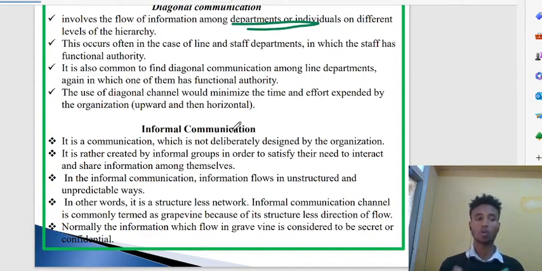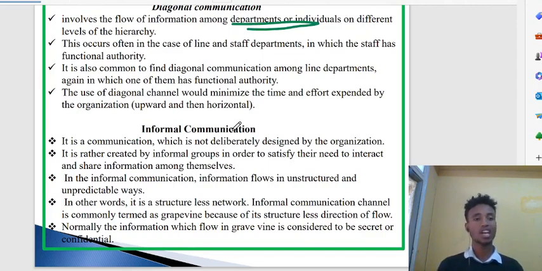Informal communication is a type of communication that happens within an organization in a style that is not deliberately designed in the organization.